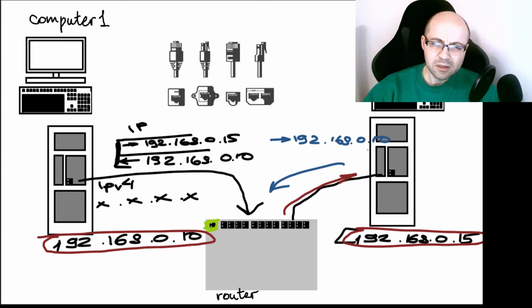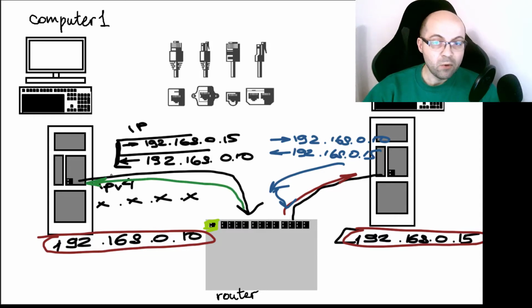192.168.0.10, and it's going from 192.168.0.15, right? So this is how the router, when it receives it on the same cable, is going to be able to retransmit it back to the original computer. So this is the basic concept of how the IP address is used, right? So that should be enough for general understanding.